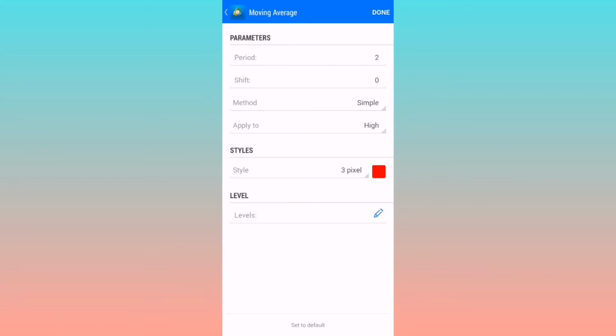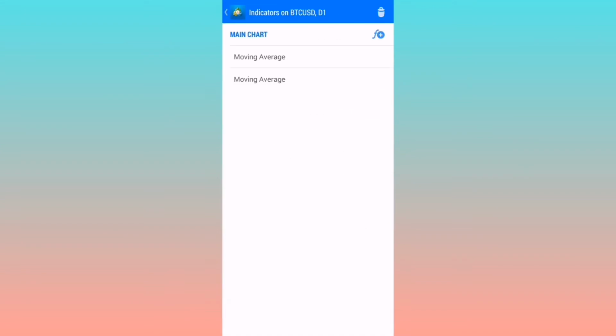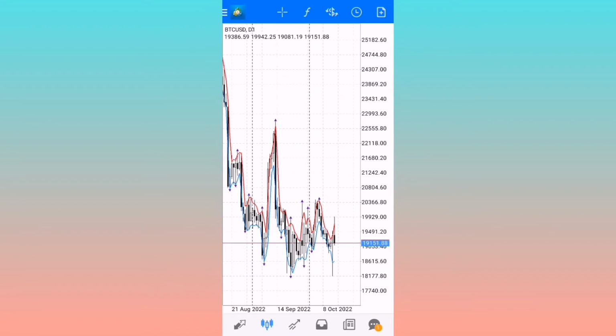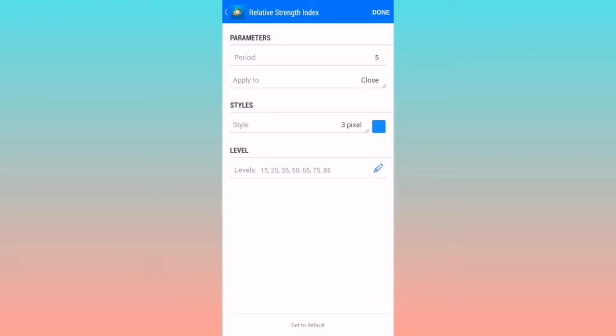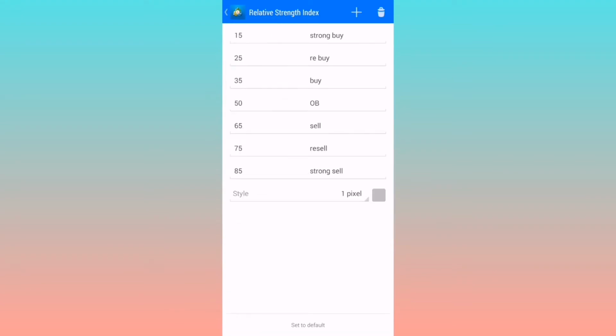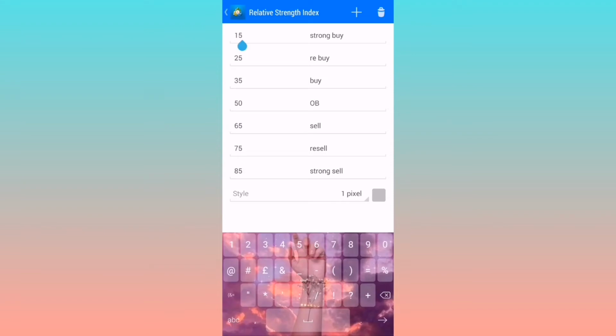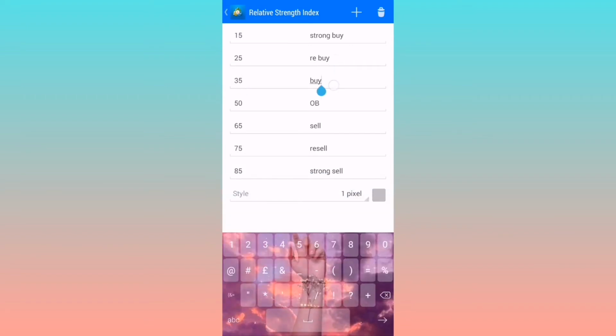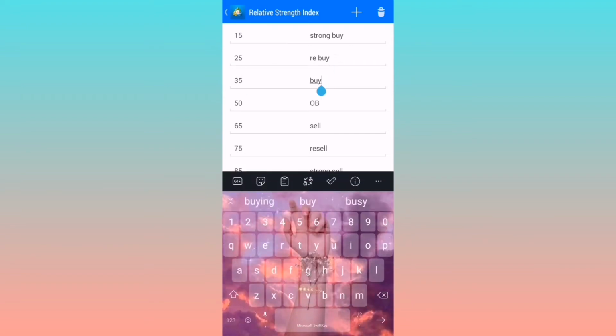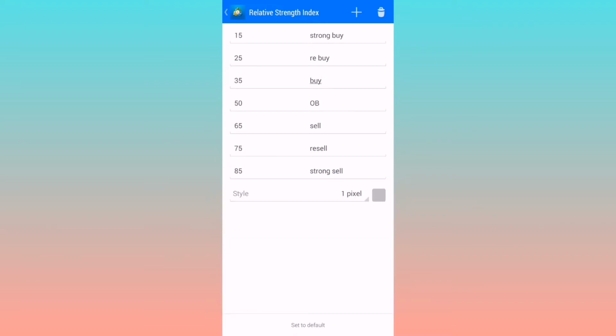Second, choose the moving average again, change the period to 2, and apply it on low. Third is the fractals, which I'm setting to 4 in order to see them boldly. Fourth, click the F sign again and find the Relative Strength Index and set the period to 5, then click the levels. You can add as many levels as you can. In my setup, 15 is strong buy, 25 rebuy, 35 buy, 50 OB, 65 sell, 75 resell, and finally 85 would be the strong sell.